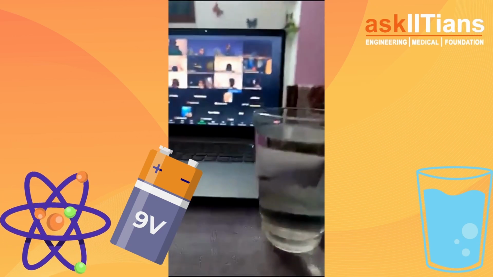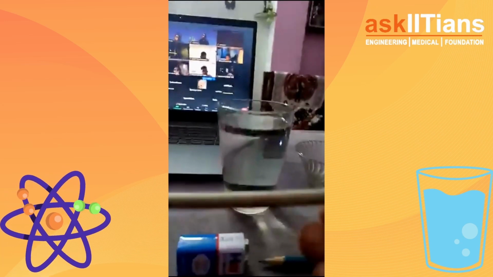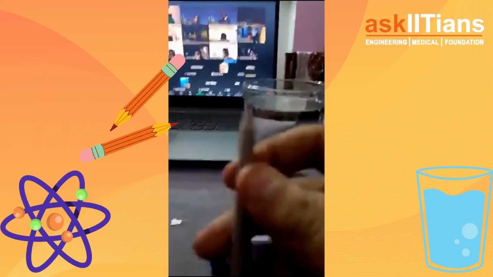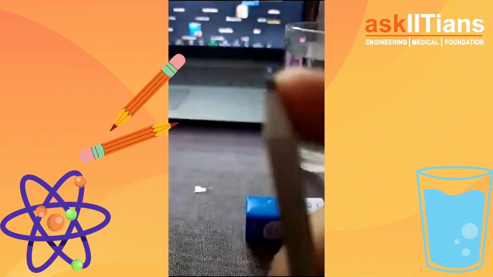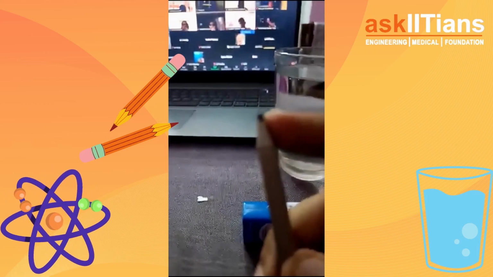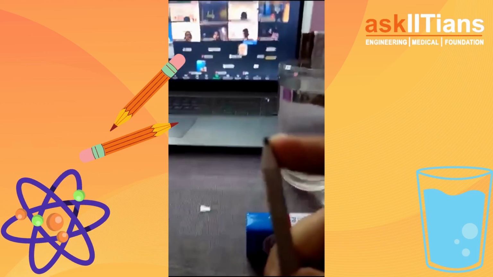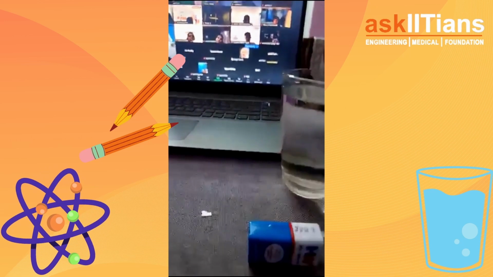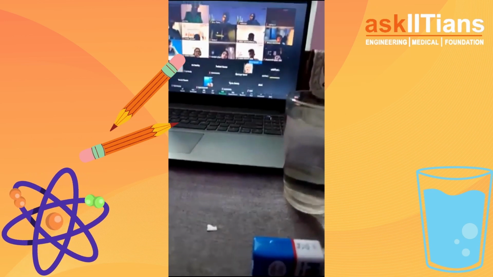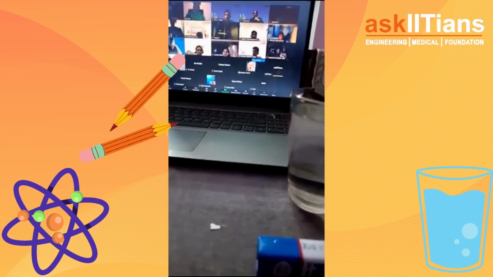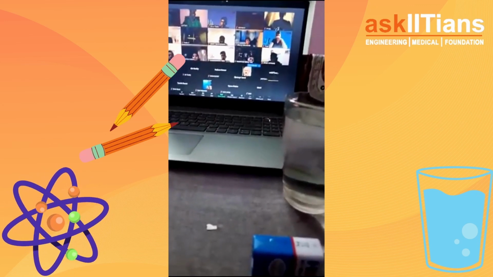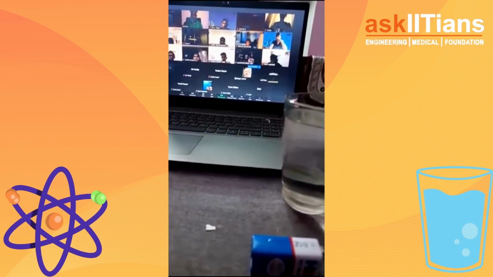I have just taken 2 pencils. Why am I taking pencils, guys? Because pencils contain graphite on the top, right? And you know that graphite is a conductor of electricity. I would ask you, why are they conductors of electricity? If you know the answer, just write it down in the chat right now. Because graphite is a non-metal, it is not supposed to be a conductor of electricity. So why is it a conductor of electricity? Just write it down if you know the answer.